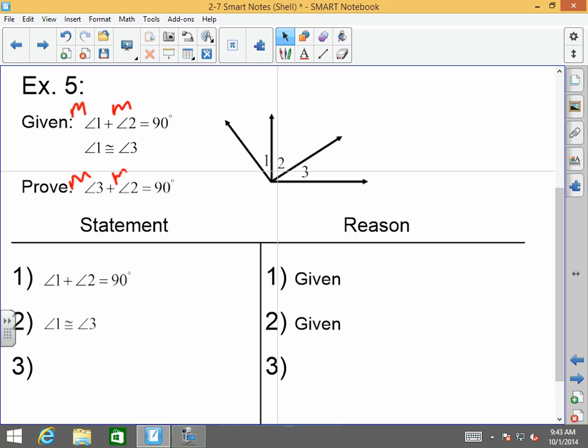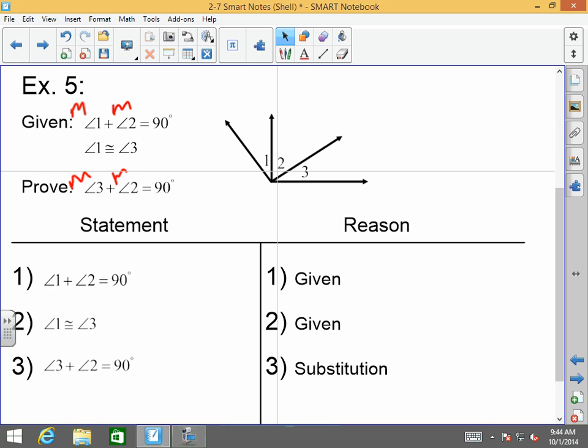Yes, sir. That's exactly correct, my brother. The measure of angle 3 plus the measure of angle 2 has to equal 90 because of substitution. I literally took the fact that since angle 1 is congruent to angle 3, I can substitute or replace angle 1 with angle 3, making the measure of angle 3 plus angle 2 90.